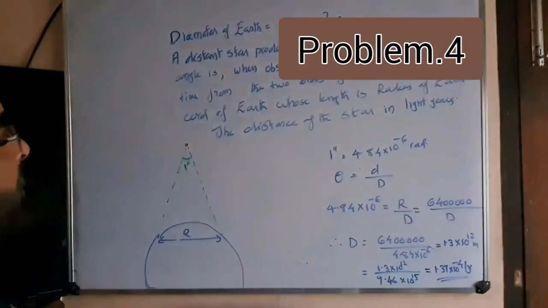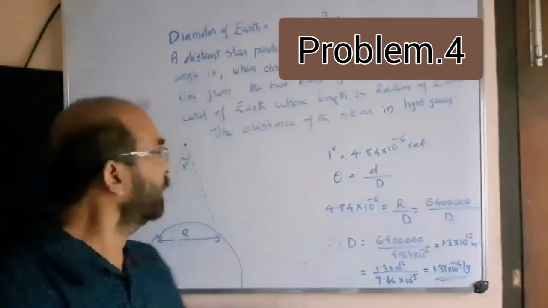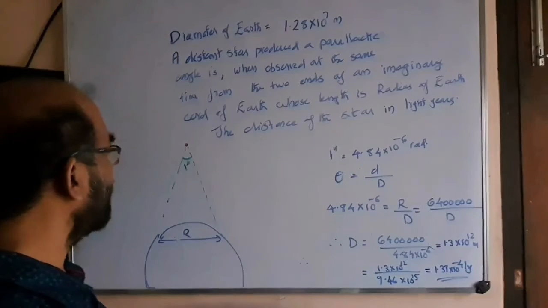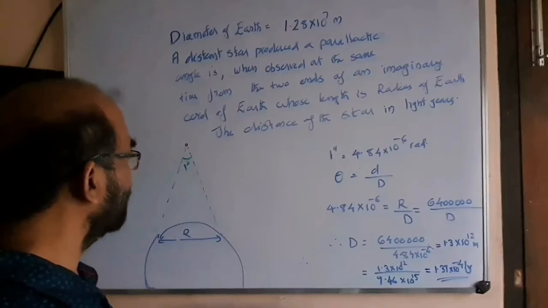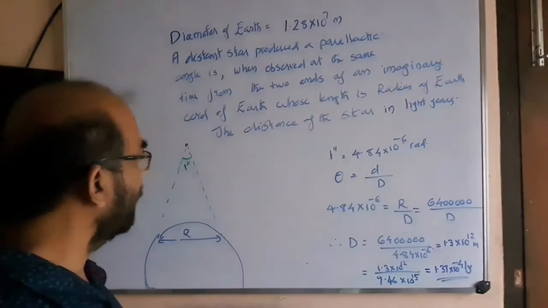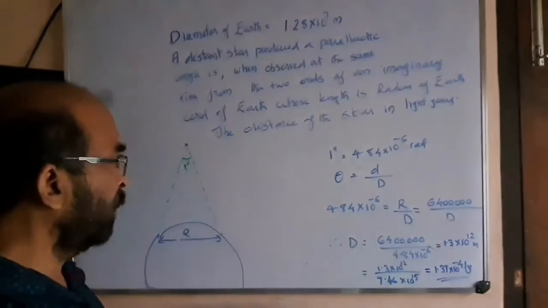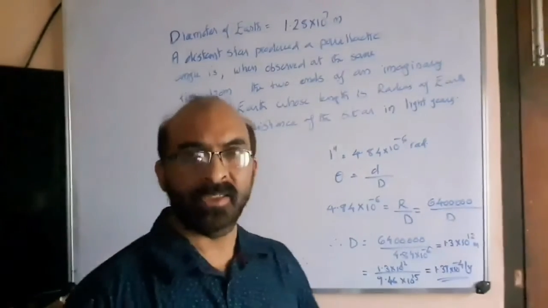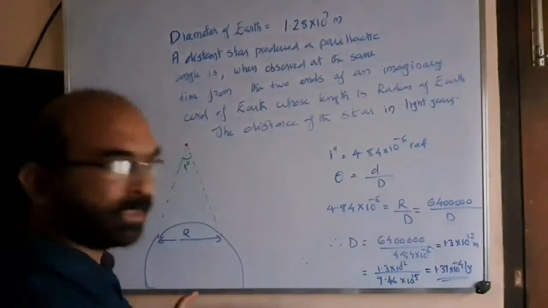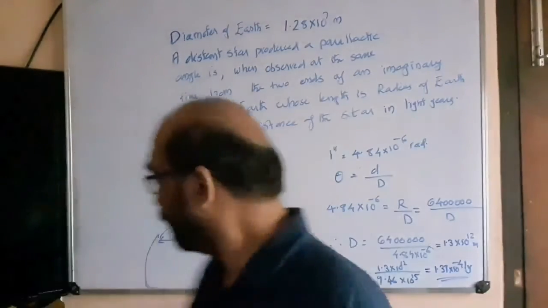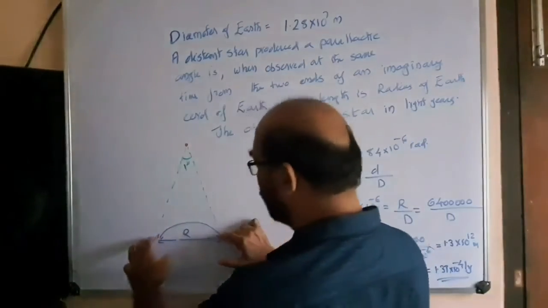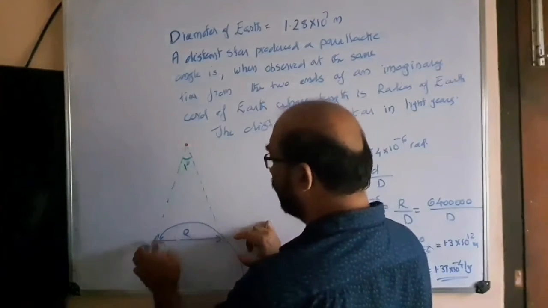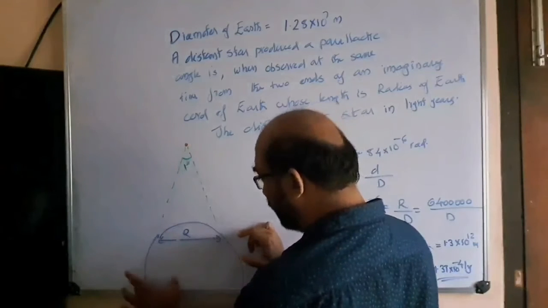Next problem. Diameter of Earth is given. A distant star produced a parallactic angle when observed at the same time from the two ends of an imaginary chord of Earth, whose length is the radius of Earth. The distance of the star in light years. Simple. Here two persons are observing from the two ends of an imaginary chord of Earth, which is equivalent to its radius.